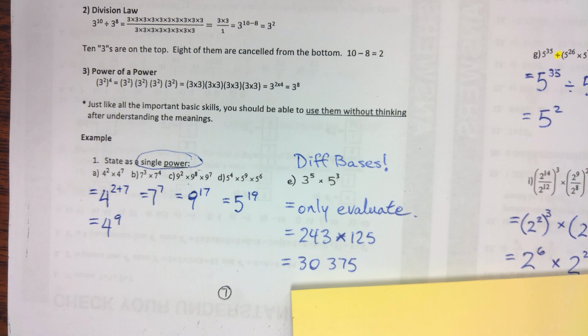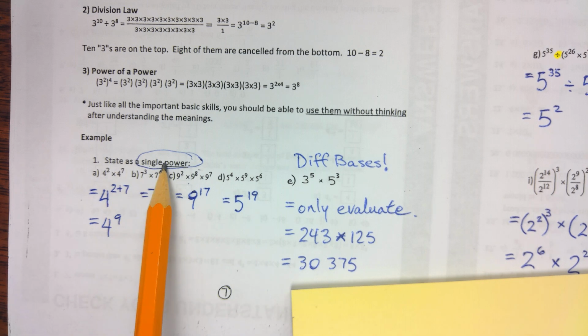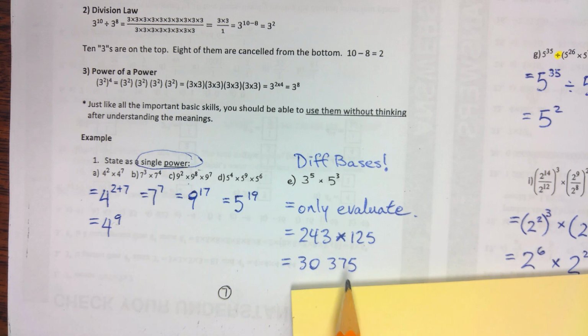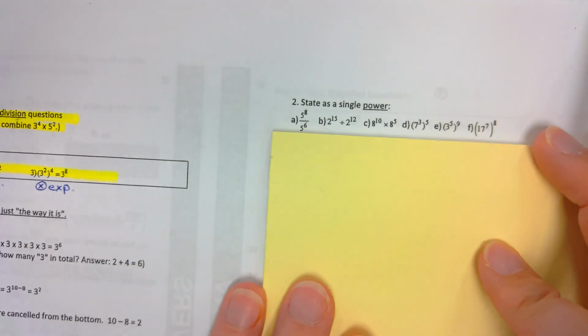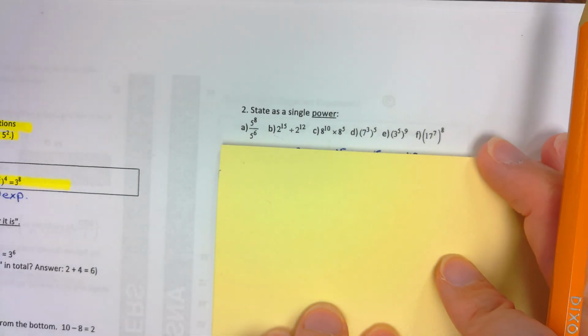Okay. So again, know the difference. Writing as a single power and evaluate. All right. We did not evaluate any of these. We just left these as the answer. Okay, let's do example 2. These ones right here.